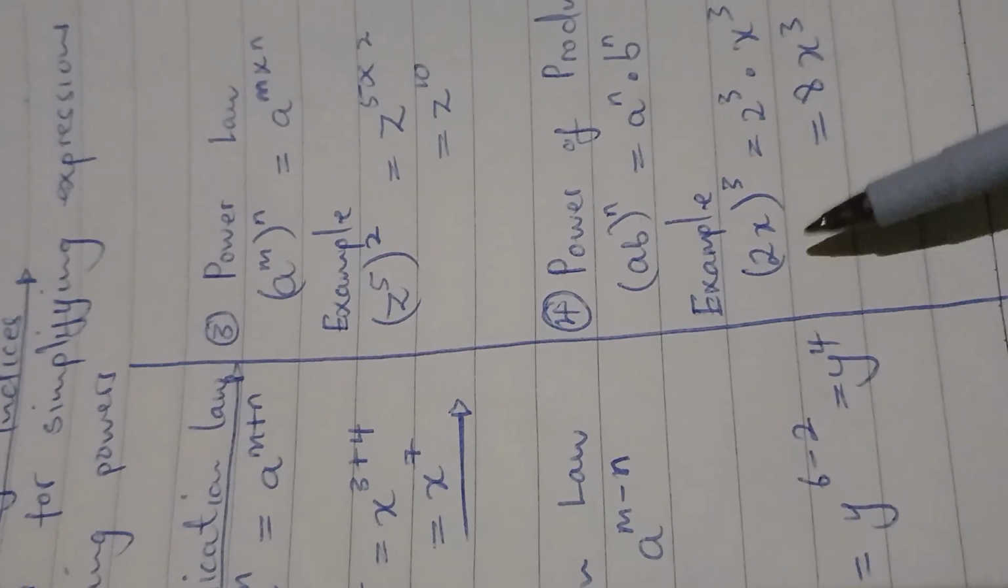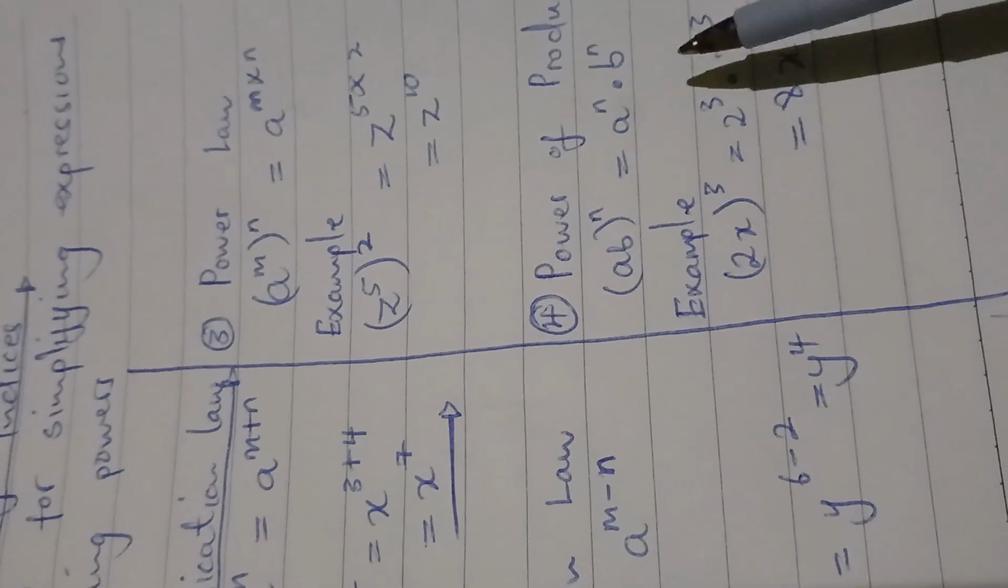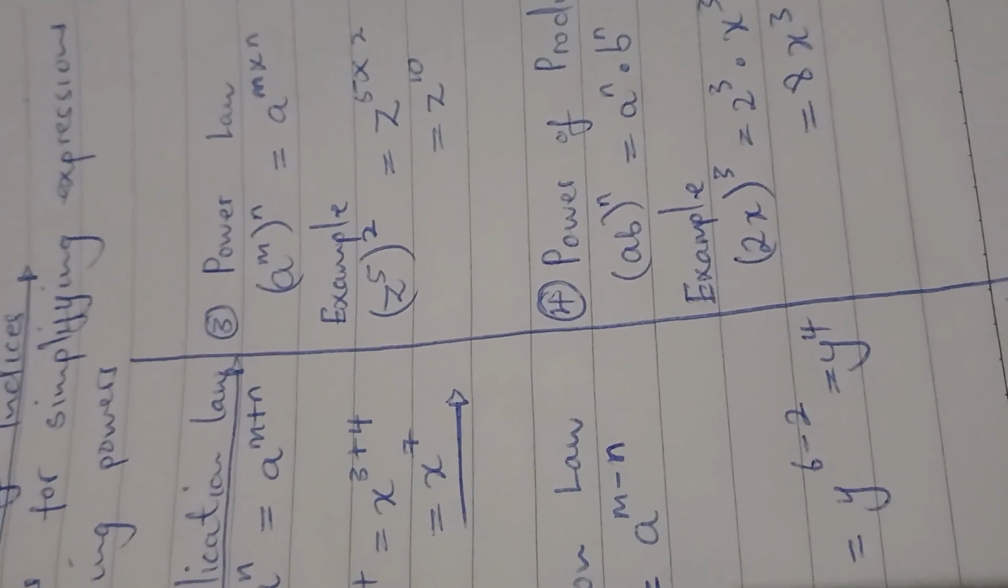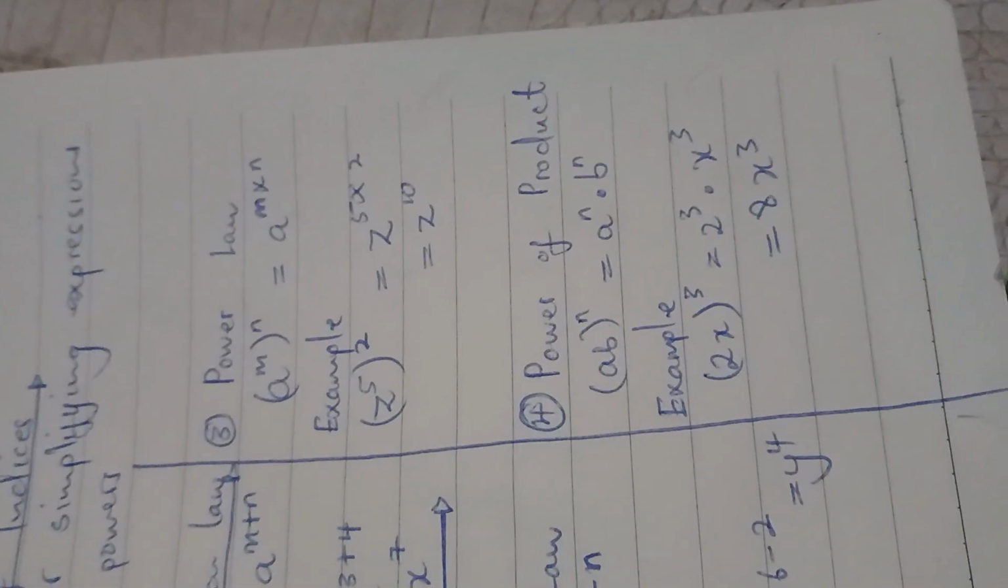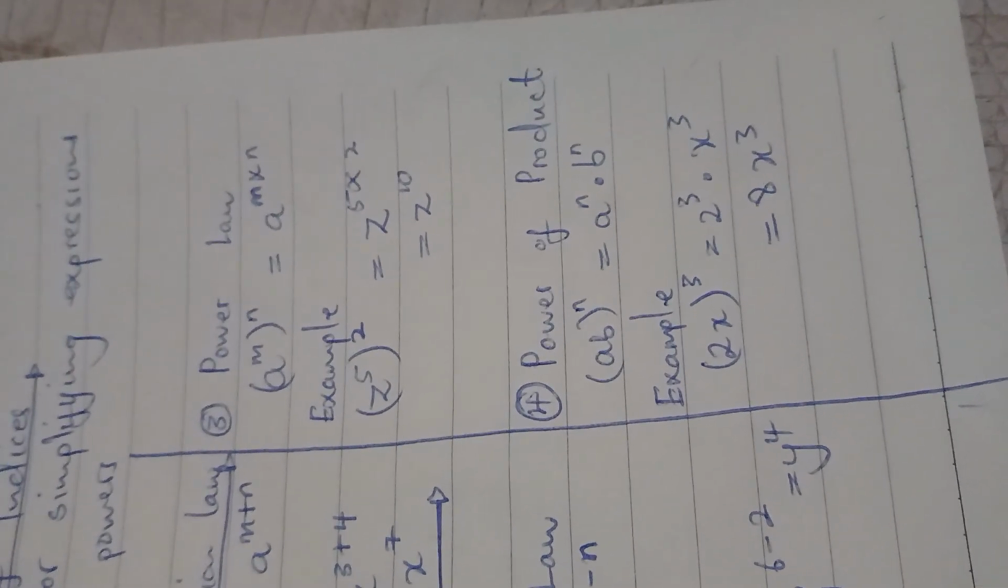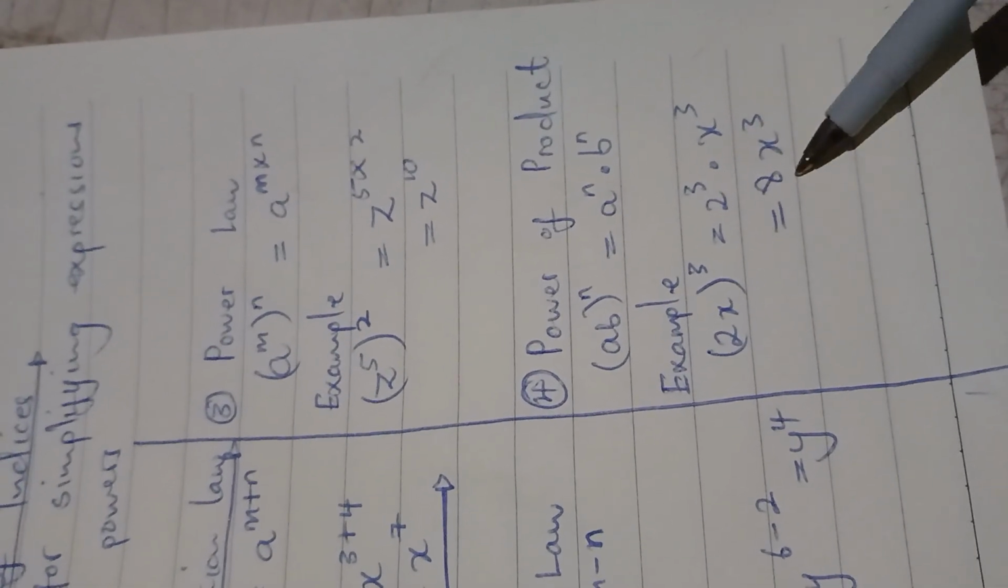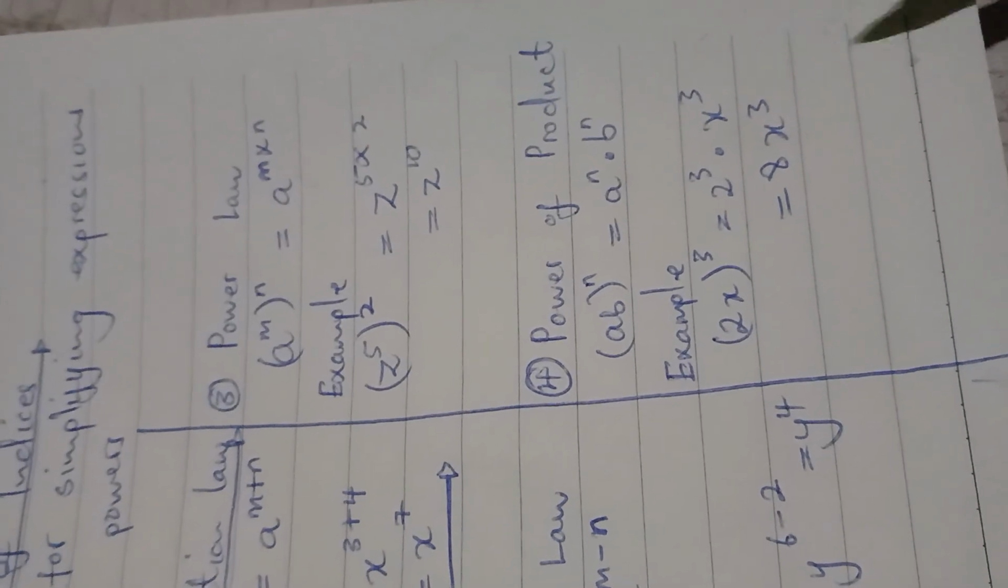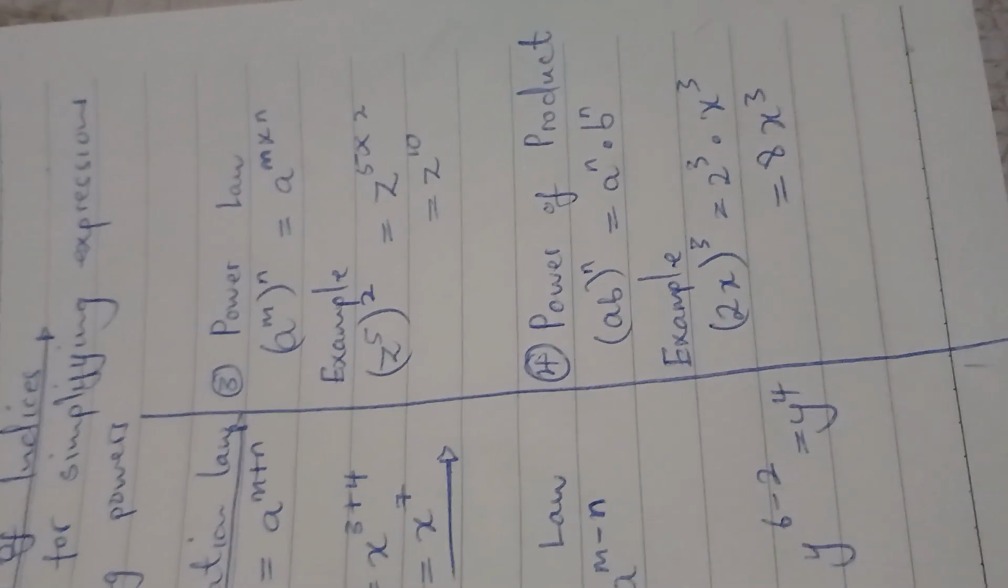In an example, we have 2x in brackets to the cubed, which is equal to 2 cubed multiplied by x cubed, as stated by the law. 2 cubed is equal to 8, so we get 8x cubed. So our final answer becomes 8x cubed.